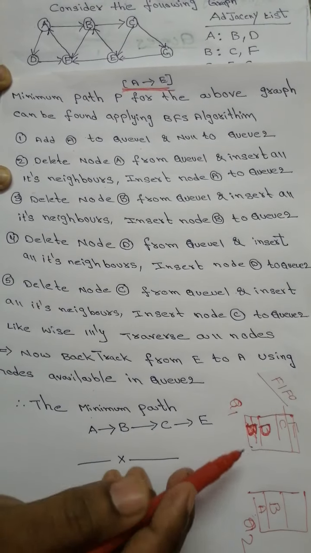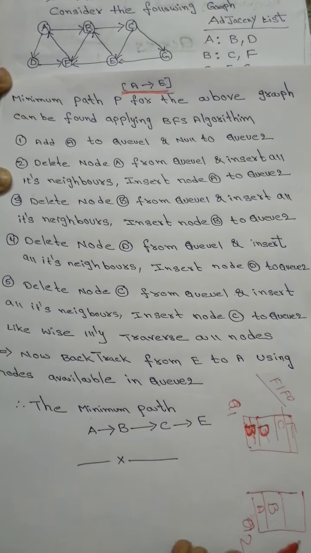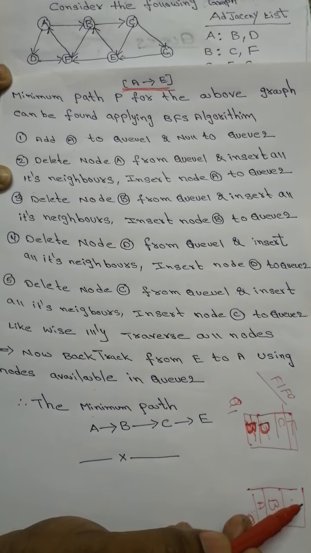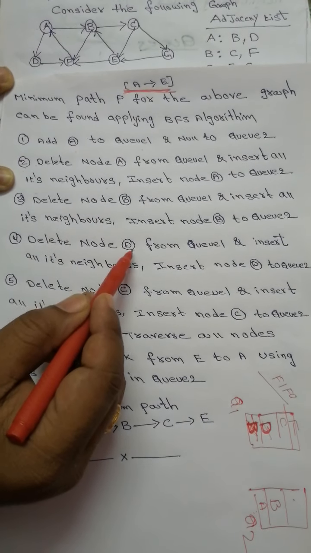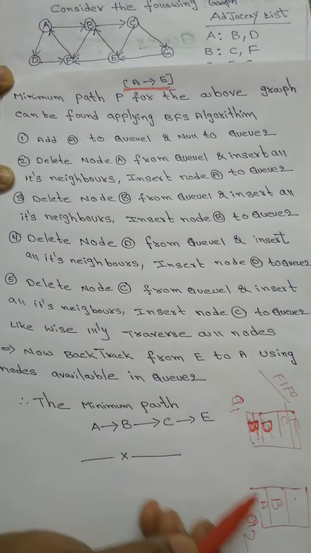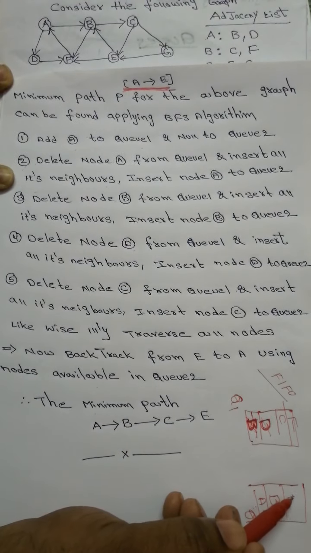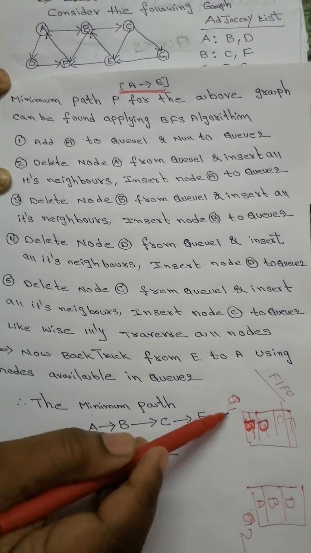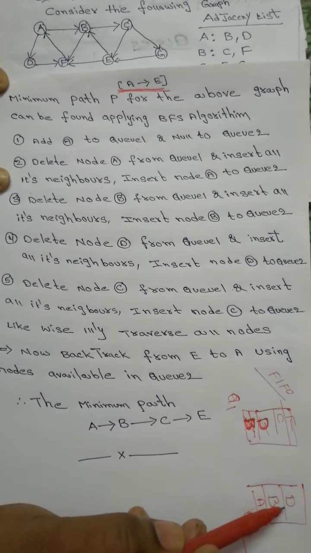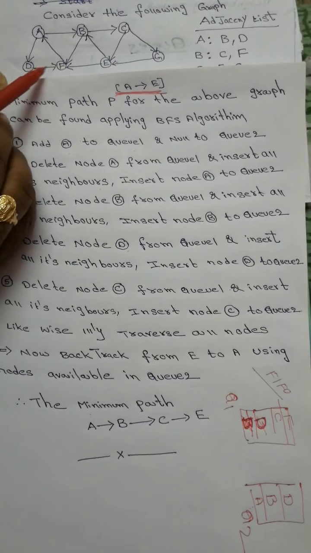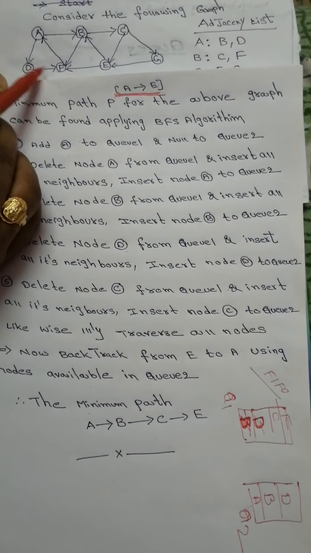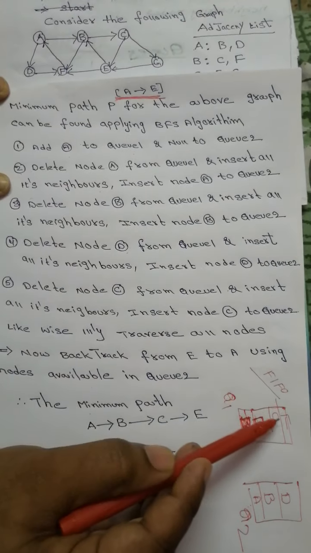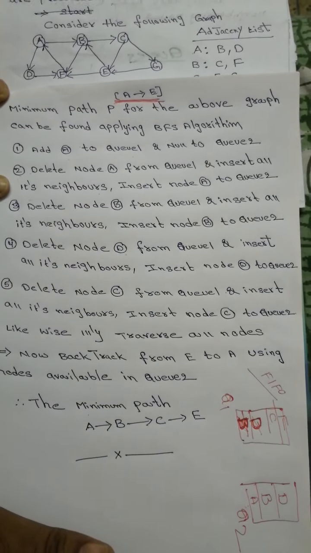So as we move on, now delete D. Delete node D from Q1 and insert all its neighbors. After D is deleted, what are its neighbors? Only F is the neighbor of D. F is already in Q, so no need to insert.